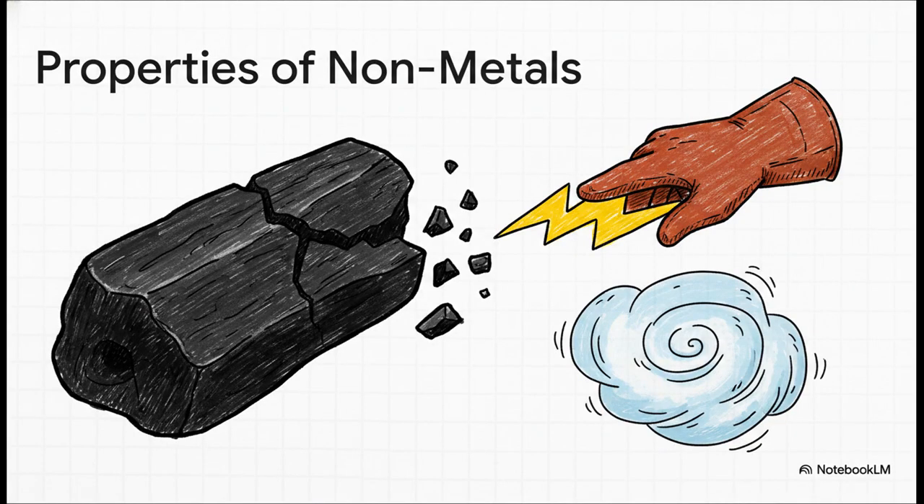Now let's flip that on its head and look at nonmetals. Let's go back to that piece of charcoal, which is mostly carbon. It's dull, it shatters easily, it's brittle, and it is a terrible conductor of heat. In fact, it's an insulator. The properties of nonmetals are pretty much the polar opposite of metals. It's like they're playing by a completely different rulebook.